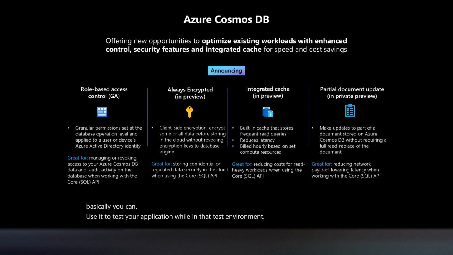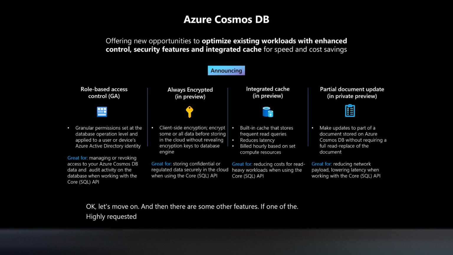Okay, let's move on. And then there are some other features. One of the highly requested features was role-based access control. Role-based access control has gone GA for Core SQL API. Okay, it has gone GA, so you can take advantage of it.